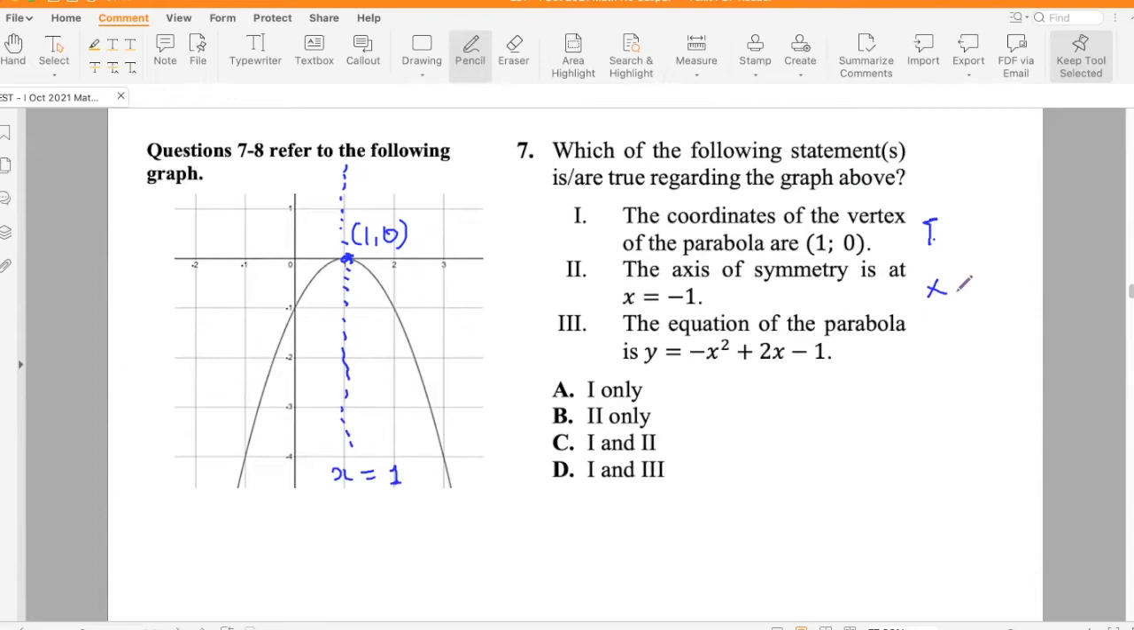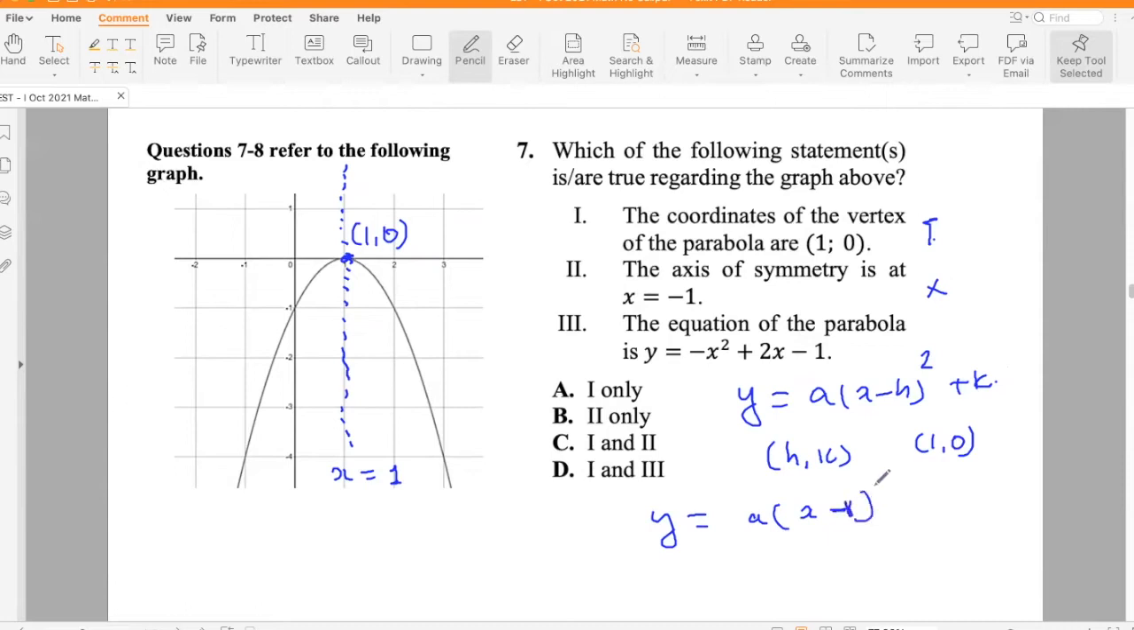And the equation of the parabola. So to find the equation of the parabola, we can use the vertex form, which is a times (x minus h) whole squared plus k, where (h, k) is the vertex. So here it is (1, 0). So y becomes a times (x minus 1) the whole squared. And to find the value of a, we can use this point, which is (0, -1). So if I put that here, I would get -1 is a times 1. So a is -1.